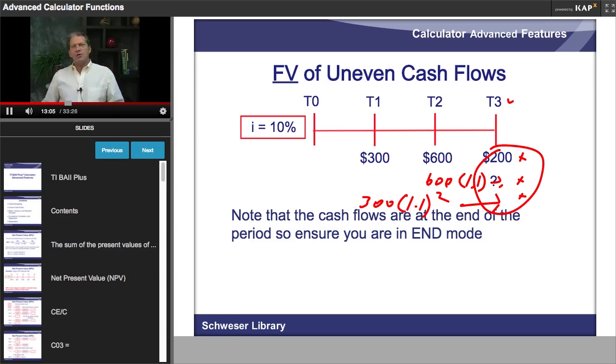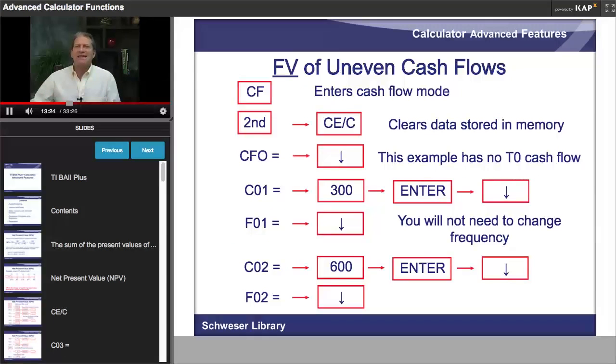So if we were making these deposits into the account of 300, 600, and 200, and it was earning an annual compound rate of 10%, at the end of that third year, right after we put in that last $200 deposit, the future value is what we would have in the account.